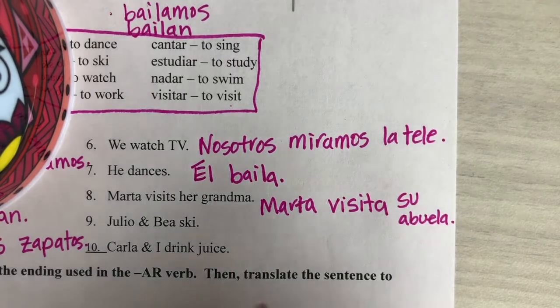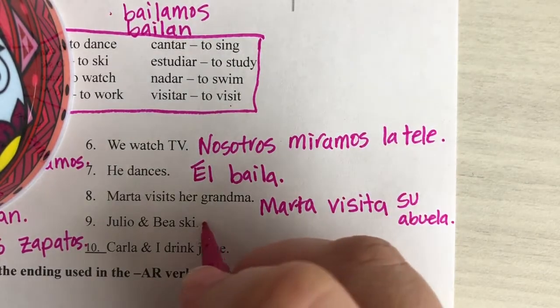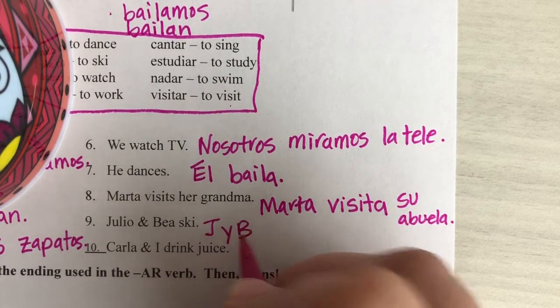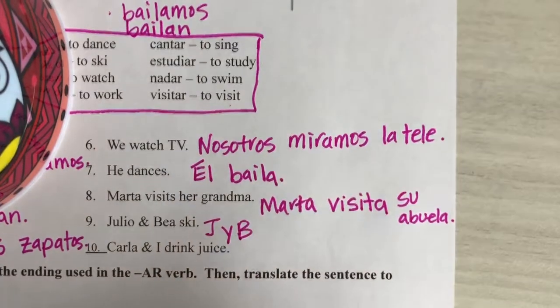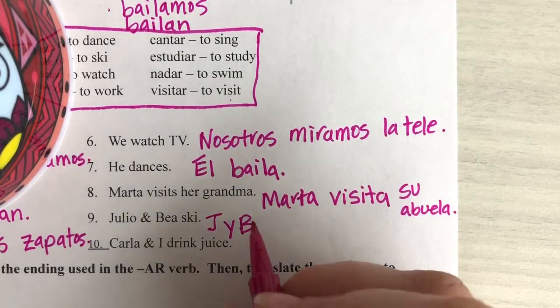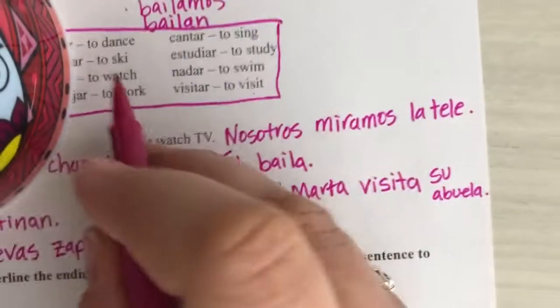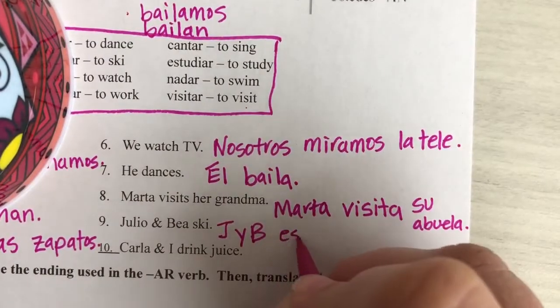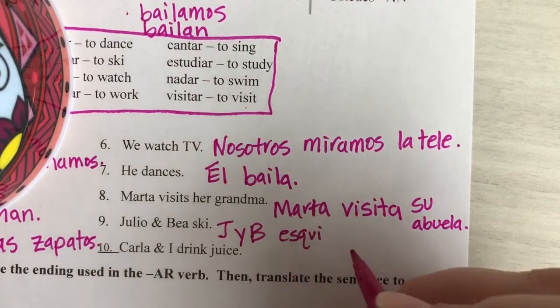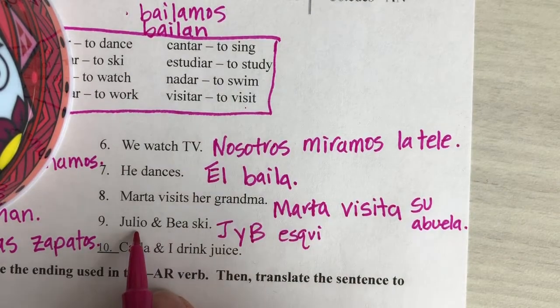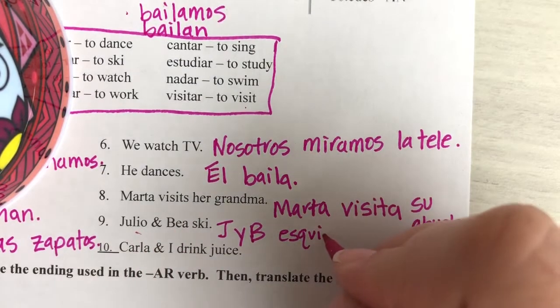Number 9, Julio and Bea ski. I'm going to get lazy and put J-E-B, J-E-B. And now I want to say they ski. So if I look for the verb to ski, right here, esquiar, I drop the AR and I'm left with esqui. And now I want to say Julio and Bea, that would be they, esquían.